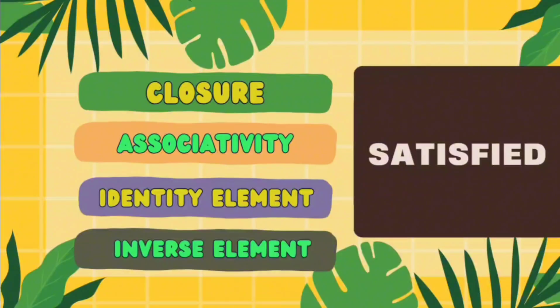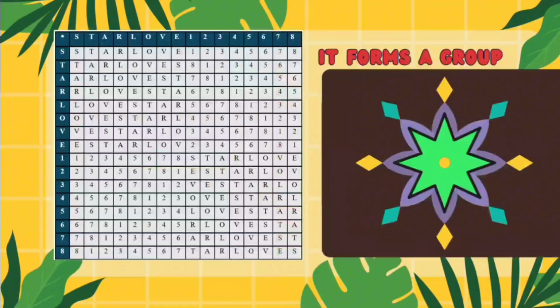Now, the set together with the defined binary operation satisfies the four conditions to form a group structure. It is closed, it is associative, has an identity element, and it has an inverse element too. Therefore, we can conclude that this structure forms a group under the given operation.